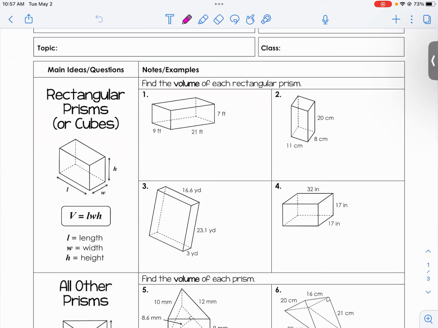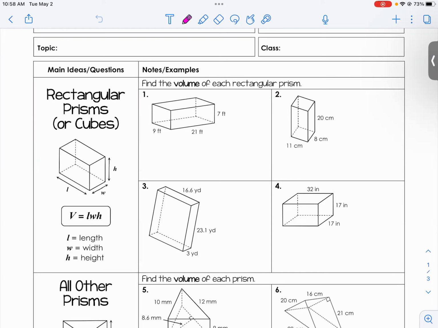Okay, today we are going to find the volume of prisms. I said, please turn to page 4. We are going to find 2 different types of prisms today. We're going to start with the very basic rectangular prism, or sometimes we might have a cube.